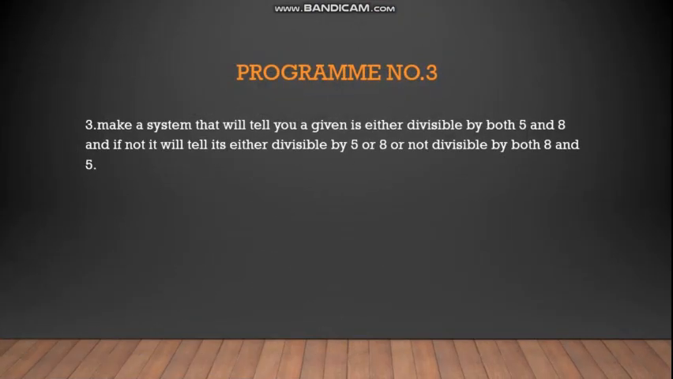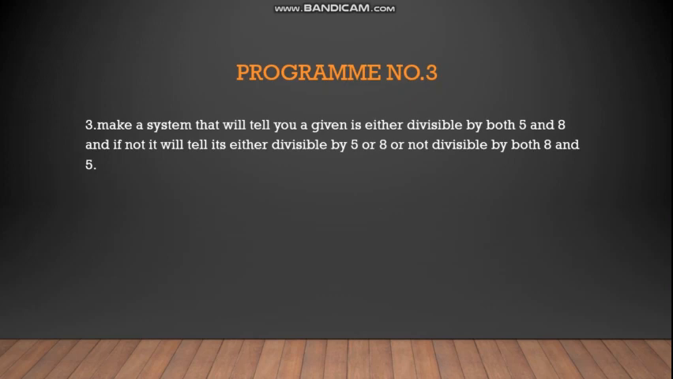you're supposed to make a system that will tell you if a given integer is divisible by both 5 and 8, and if not, it will tell you whether it's divisible by 5 or 8, or not divisible by both numbers. That is, for example, the system will ask you to put in a number. If the number is divisible by both 5 and 8, it will give you an output that the integer is divisible by both 5 and 8.